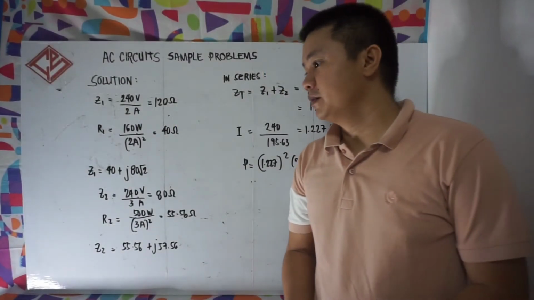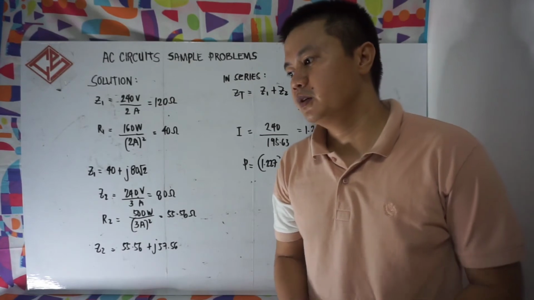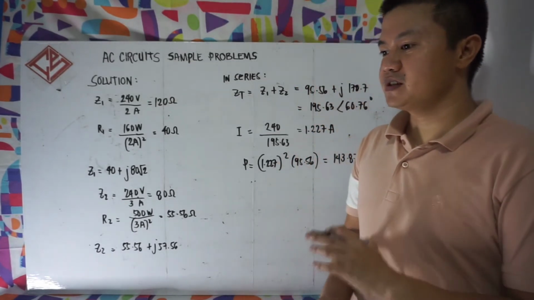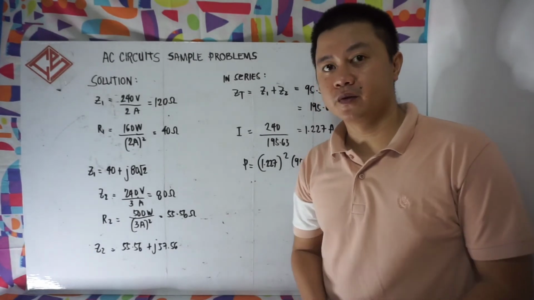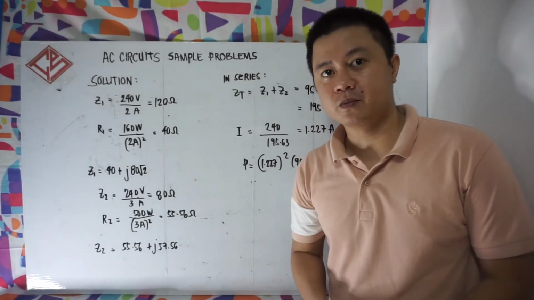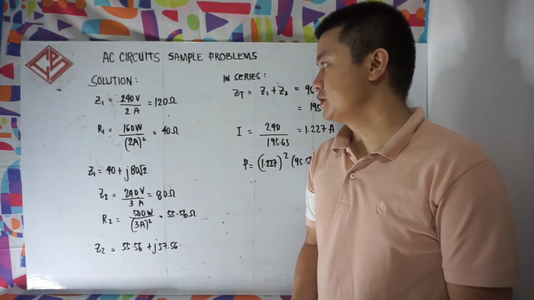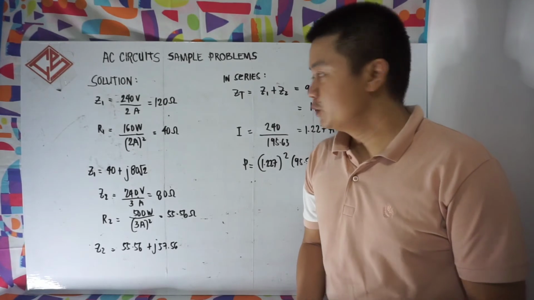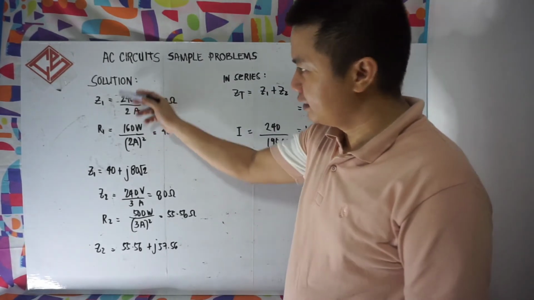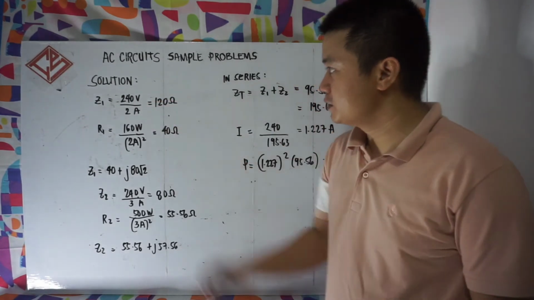For this problem, we have two inductive coils. One is taking 2 amperes and 160 watts when connected to a 240 volt AC source. The second one, if connected to the same supply, takes 3 amperes and 500 watts. We can get the impedance if we divide the supply voltage by the current drawn. That is 120 ohms for Z1.